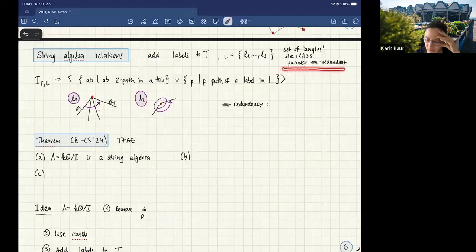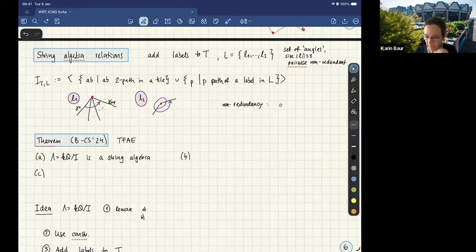They should be pairwise non-redundant. This is not really necessary, but I just want to throw away unnecessary labels. For example, if I look at this one, there could be a sublabel, and then I would not take the big one because it's already generated by the sublabel. So we don't want one contained in the other. It's not forbidden, but it doesn't really add anything.